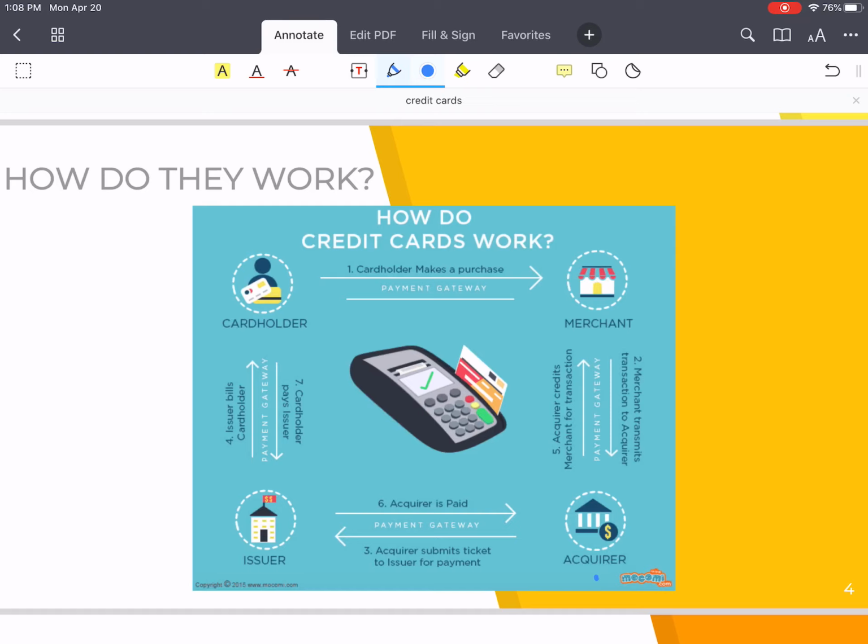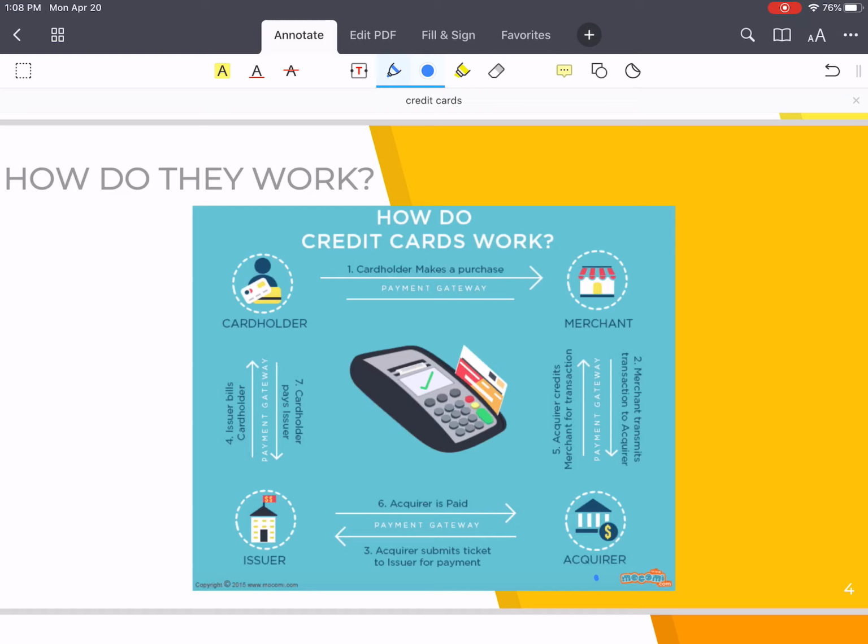So then the order of things, so like the issuer is then going to bill the card holder, but the merchant is paid before the card holder, or me or you, pays off the credit card, right? So this is good for the merchant because it means that there's not going to be a case where a check's going to bounce or they're not going to get paid. So this is very secure for them.